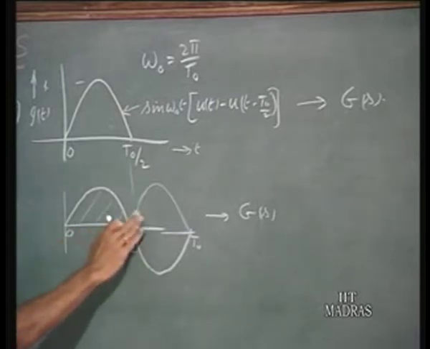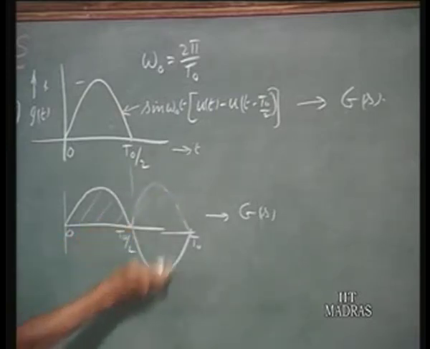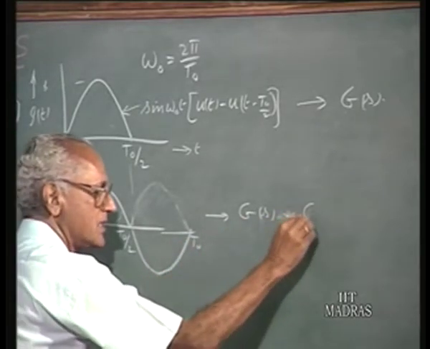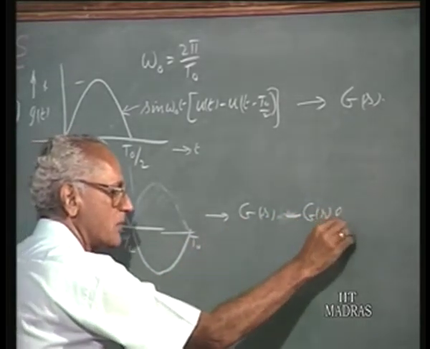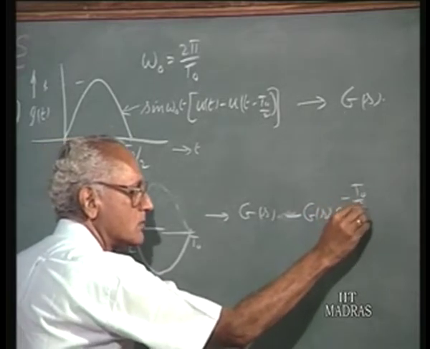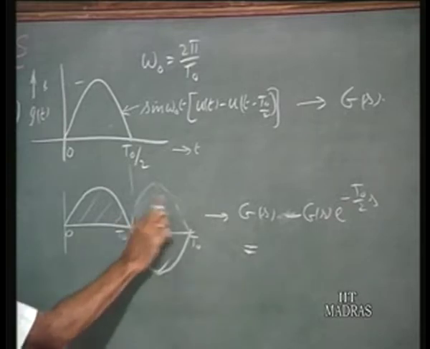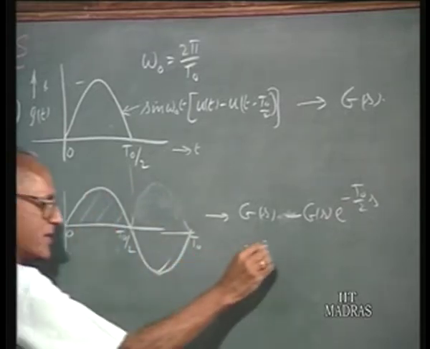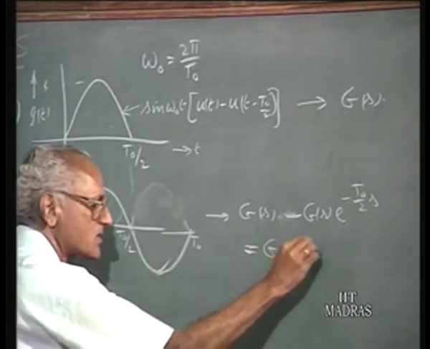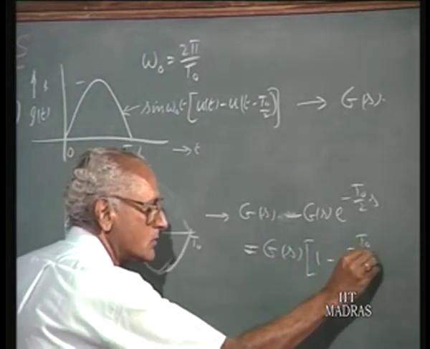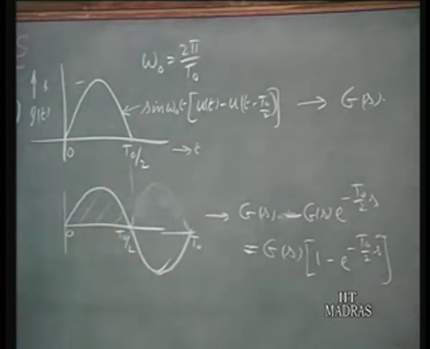But now instead of this we are having a negative going thing. Therefore, this will be minus G of s times e to the power of minus t naught by 2 times s. In other words, the Laplace transform of one period of this sine wave would have been G of s times 1 minus e to the power of minus t naught by 2 times s. That would be the Laplace transform of this in terms of the Laplace transform of this.